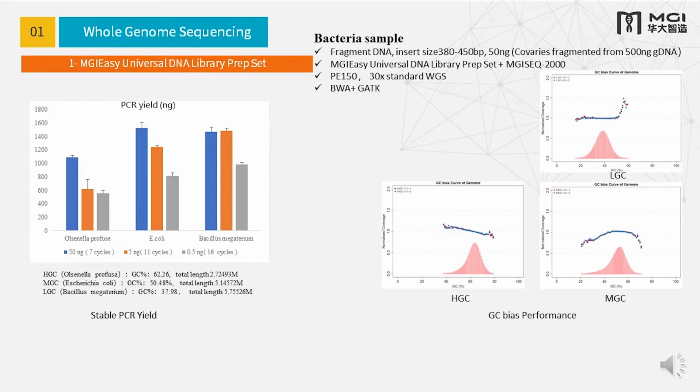But 5 nanogram or 0.5 nanogram is totally not recommended for humans because it will introduce a lot of bias or errors during the PCR because you have so many PCR cycles. But for the bacteria, it's okay because all of the DNA came from the same bacteria, so it's easier, since it's cultured bacteria DNA.